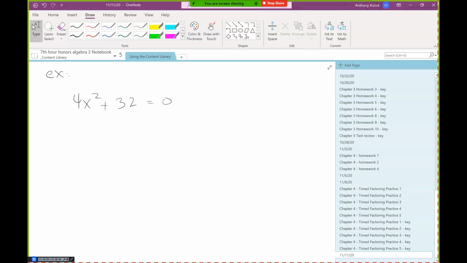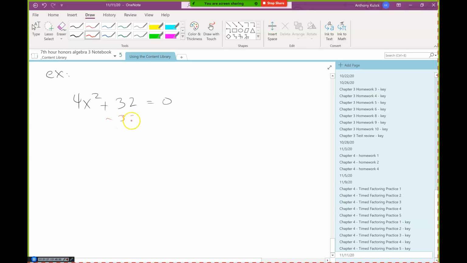Say we have 4x squared plus 32 is equal to 0. What do you want to do first? Or how do you want to solve this one? I would do the reverse order of operations on this. You could still use the quadratic formula, but I think the reverse order of operations will be a little bit quicker and a little bit more straightforward. Everybody okay with that?